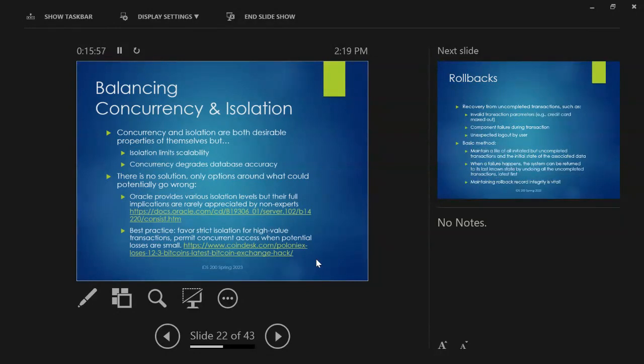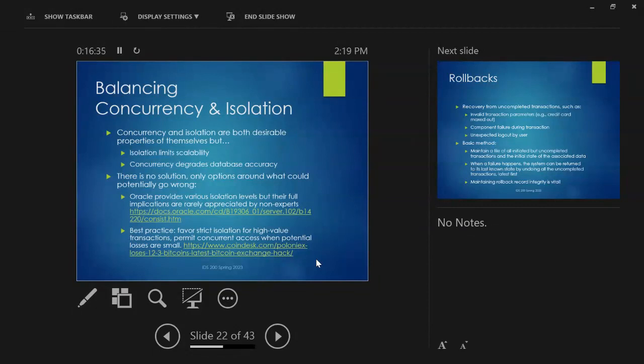Now, concurrency and isolation, in a sense, are both desirable properties in themselves, right? Concurrency is good. It makes your system easier to use. Isolation is good. It ensures data integrity, right? But isolation also limits scalability. As your system gets bigger, following all those rules is going to slow things down. Likewise, even though concurrency is nice and keeps things going fast, it degrades database accuracy. There's the possibility that two people might try to write to the same chunk of data at the same time, and some of those operations might be temporarily or permanently lost in the shuffle.